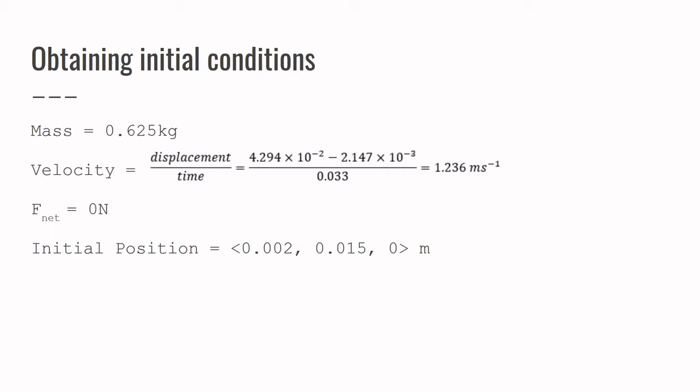Then we had to obtain the initial conditions to create our model: the mass we recorded earlier, and the velocity, which was worked out by taking the displacement of the first two data points and dividing by the time elapsed between those two. That gave us a velocity of 1.236 meters per second. Using Newton's second law, we know that an object moving at constant velocity has a net force of 0 newtons, and the initial position of the basketball was slightly off the origin that I used, so this is the displacement from the origin.